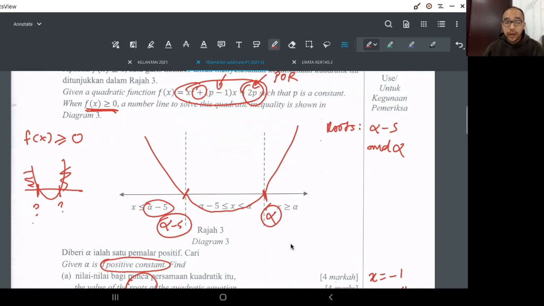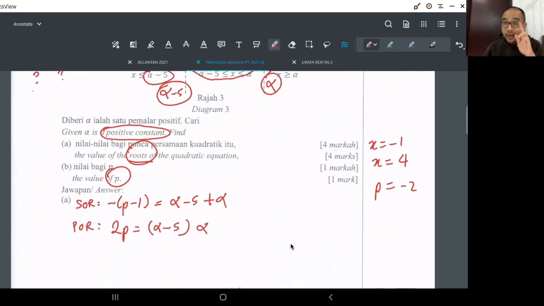So that's why the question is not asking you to find alpha, but in order to find the roots, you need to find alpha. Lepas tu substitute dalam alpha minus 5 and alpha lah. Itu biasalah. And then after that, the value of P. Once you get the value of alpha, you can find the value of P. So you get this.